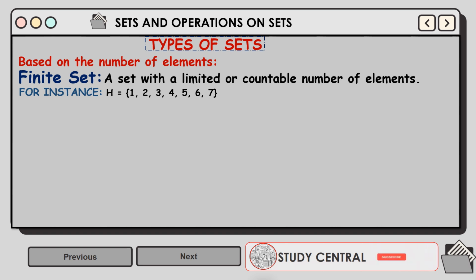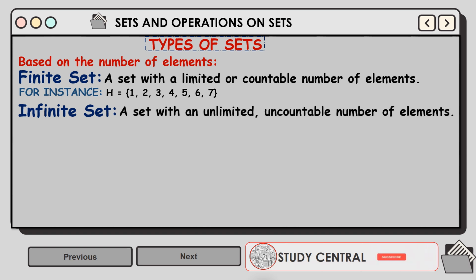Next on the list is an infinite set. An infinite set is a set with an unlimited or uncountable number of elements. The last member of an infinite set is unknown and cannot be found. For instance, the set N contains natural or counting numbers. We are only seeing numbers from 1 to 7. However, the three dots, also known as ellipses, indicates that there are still members of the set that have not been listed. So N is an infinite set.